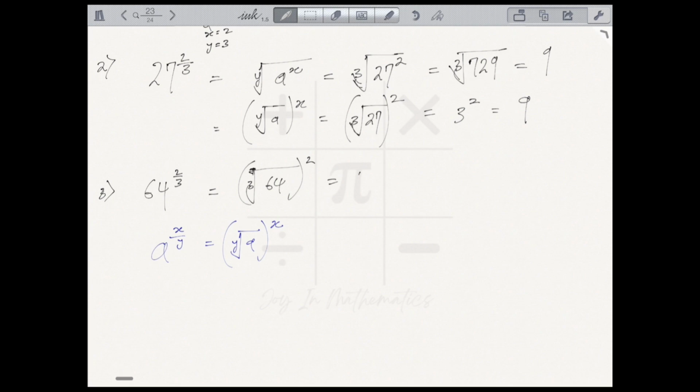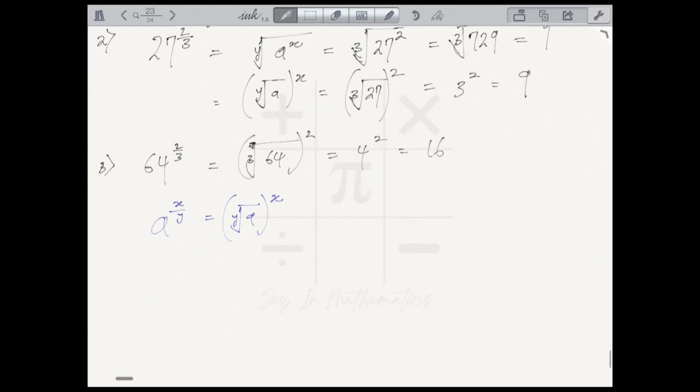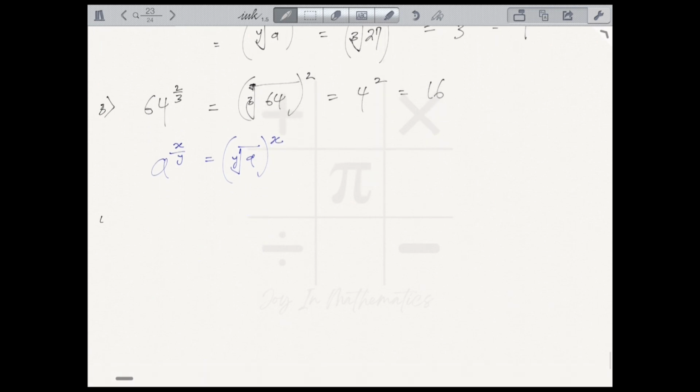So that will give us 4 all raised to the power 2, and this will give us 16. So we can see this is very easy. Now what if we have a negative fractional index? Let's take, for instance, we have 4 raised to the power minus 3 over 2.